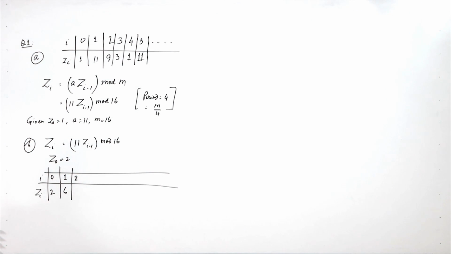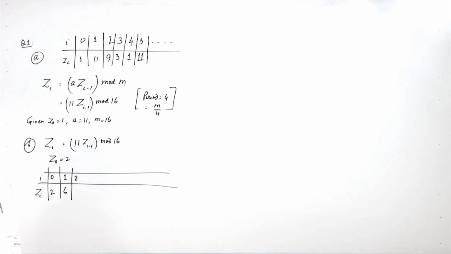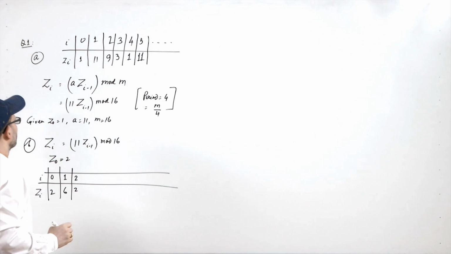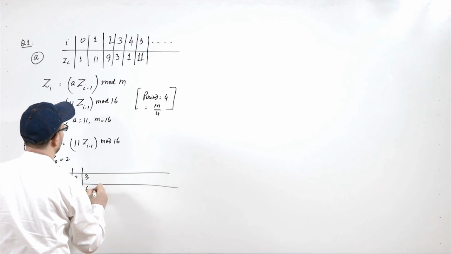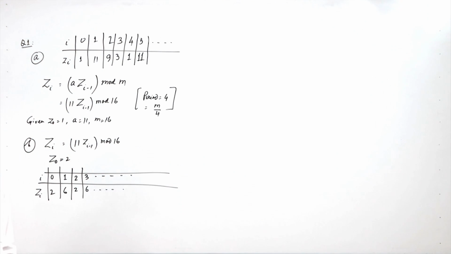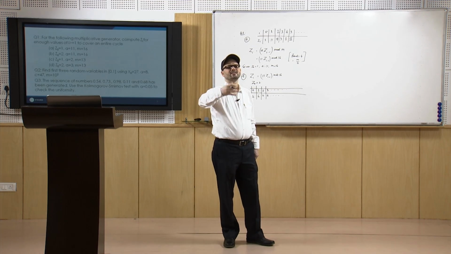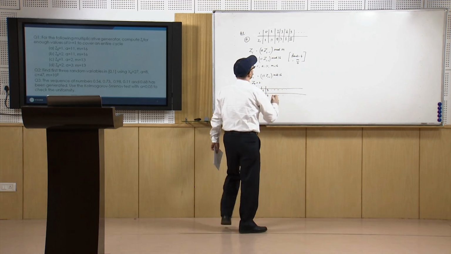For Z2, this 6 has come, so 11 into 6 is 66 mod 16, so it will be 2. It means further it will go to 6 and so on. Here we see that the period is only 2; you are getting only 2 random numbers, and after that the series is cycling. You see cycling after only 2 entries. So the period is 2.